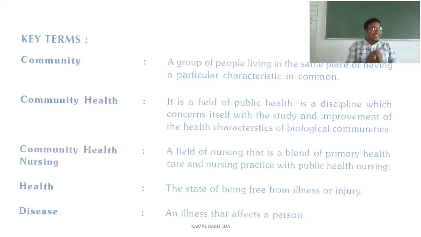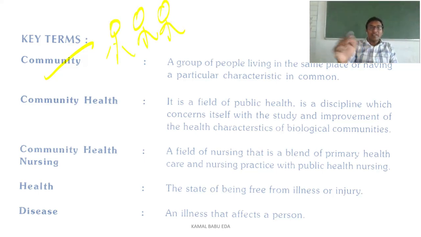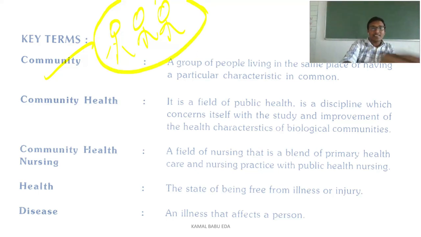Since we are discussing community health nursing, first of all you need to know what community is, what community health is, and what community health nursing is. Let us see what a community is. It is a group of people living together in a definite area, in the same place, with particular characteristics in common. The way they behave, speak, dance and eat will be in a common manner. They will have similarities. A group of people living together in the same area, having the same type of characteristics in common, is termed a community.